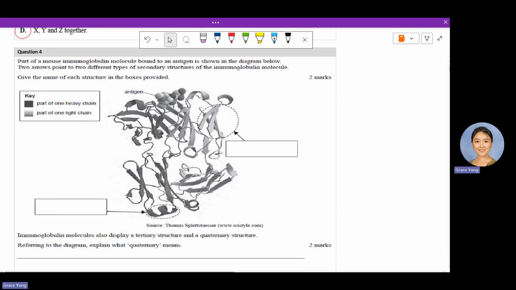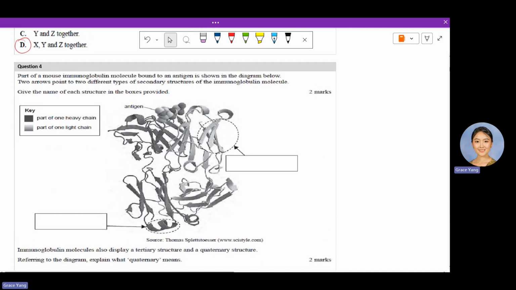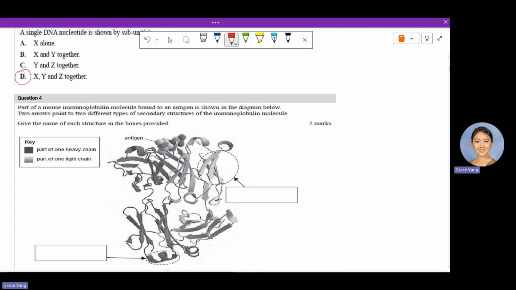All right, moving on to question 4. Worded question. Please make sure you underline the keywords. So let's have a read of the question together. It says part of the mouse immunoglobulin that looks like a protein, and it bonds to an antigen, is shown in the diagram below. 2 arrows point to 2 different types of secondary structure of this immunoglobulin molecule.